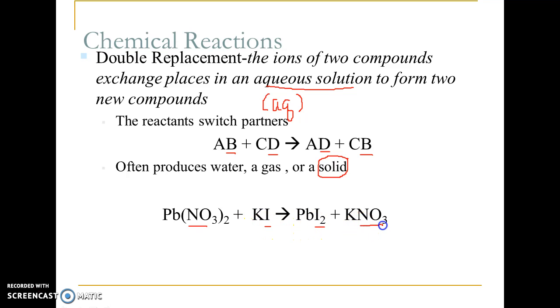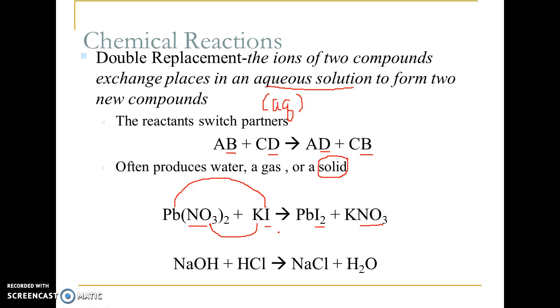When you are predicting your products, an easy way to know who's going to be paired with who is your outside elements are going to come together and your inside elements are going to come together. And I'll show you a little bit more about that on the next slide or two. Here's another example of a double replacement reaction.